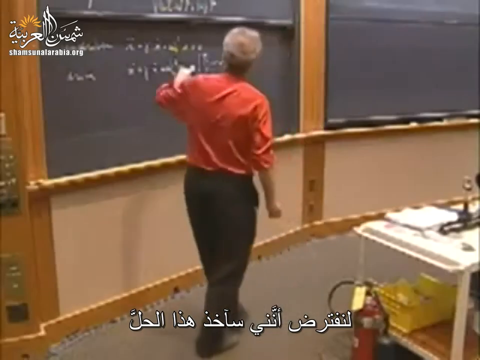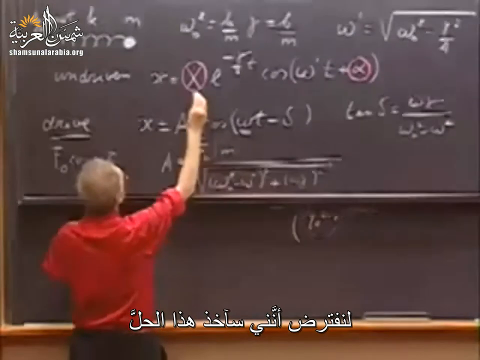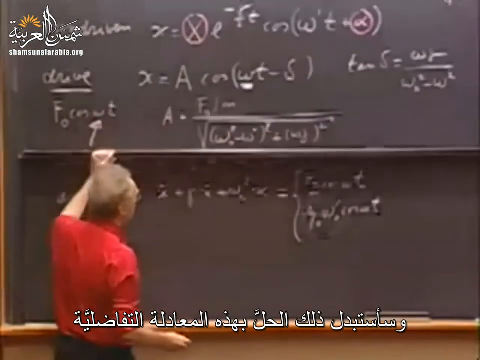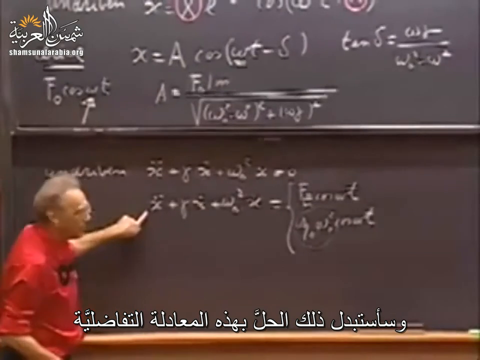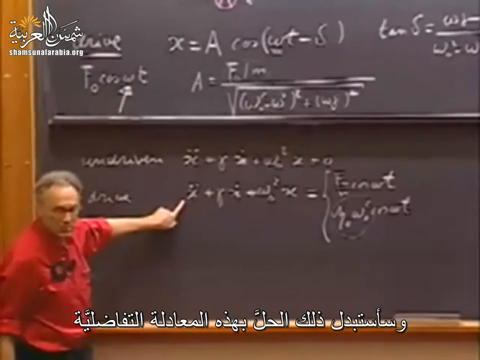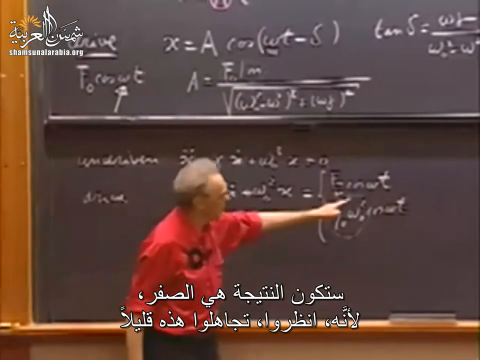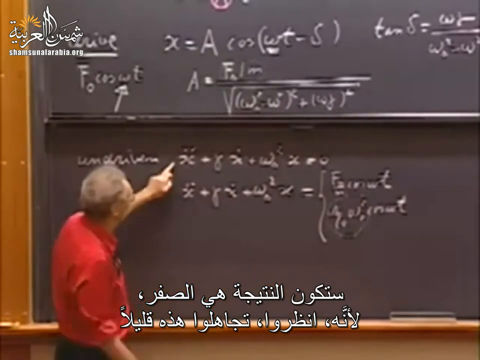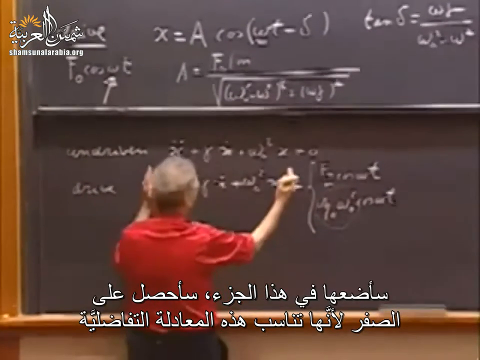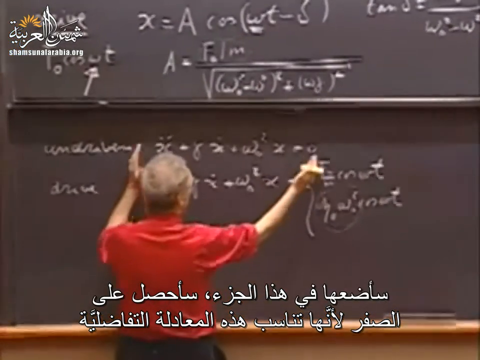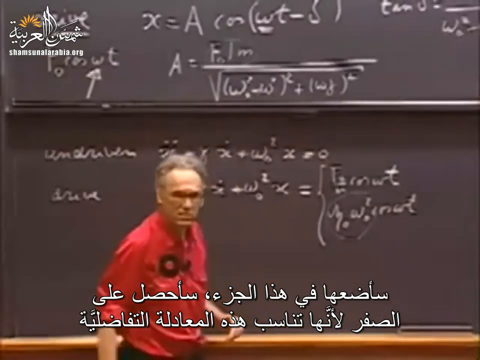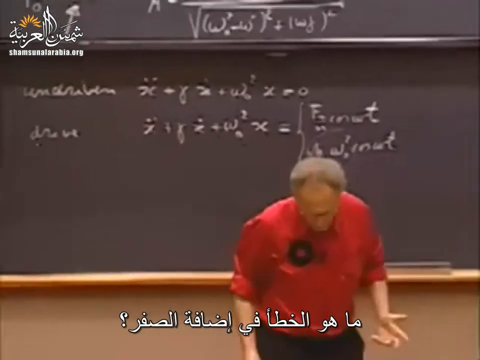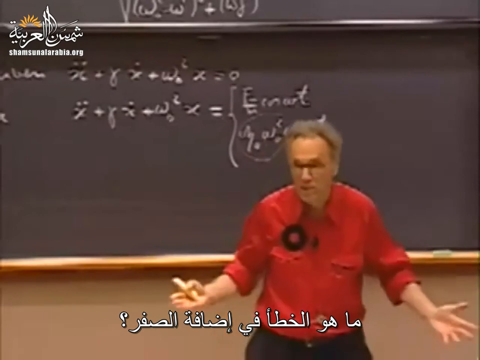Suppose now I take this solution and I substitute that solution in this differential equation. Then I get the result is 0, because look, forget this. So I put it in this part. I get a 0 because it fits this differential equation. So what is wrong with adding 0?